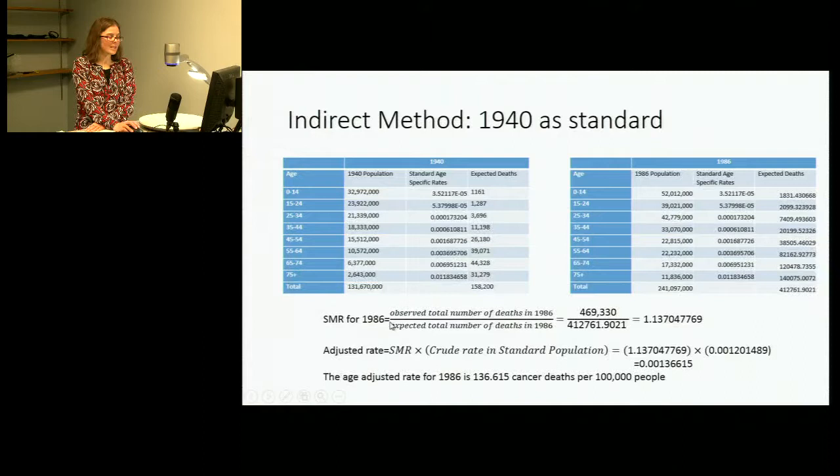And once I do this for all the age groups, I again calculate the standardized mortality ratio for 1986 by taking the total number of deaths that occurred in 1986, which, if you remember back from the beginning, was 469,330. I divide that by the expected number of deaths, 412,761.9021, and I get a standardized mortality ratio of about 1.137. So what this is telling me is that, if it's greater than 1, it means I saw more deaths than I would have expected.